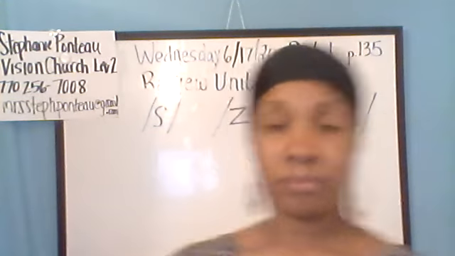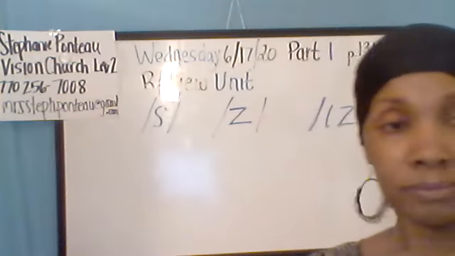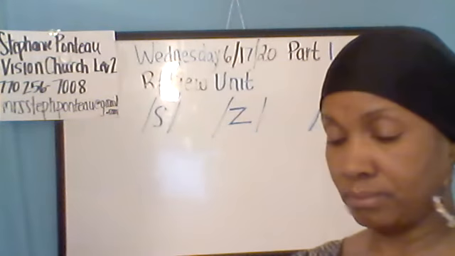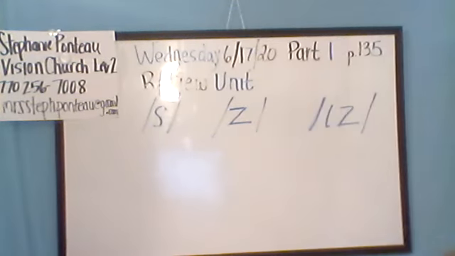Page 135, Exercise 3A, Track 36. S: talks, makes. Z: has, is. Iz: watches, fixes.